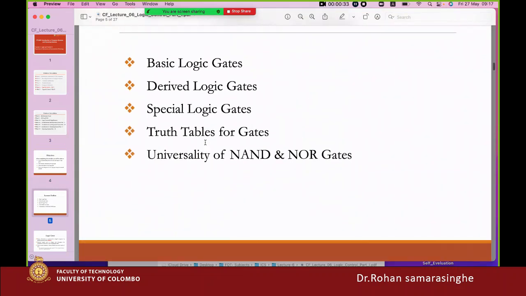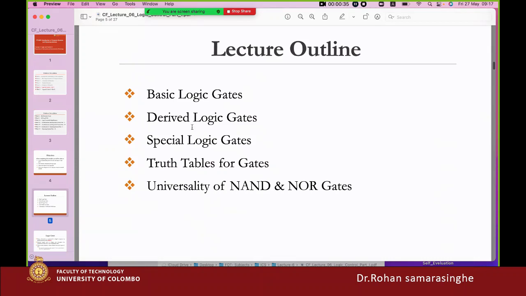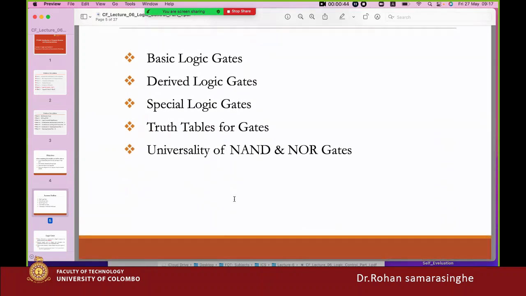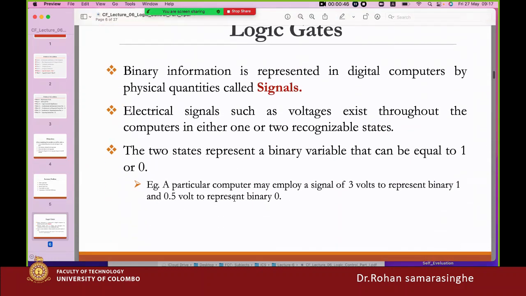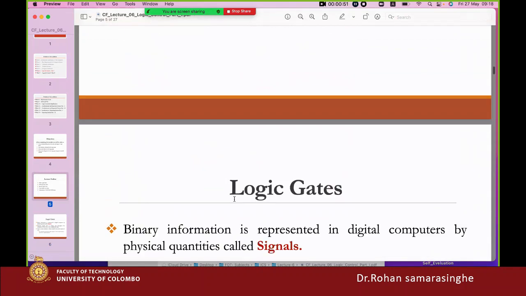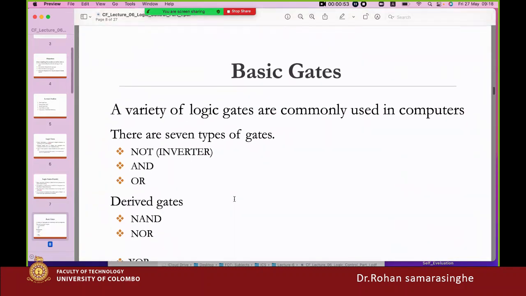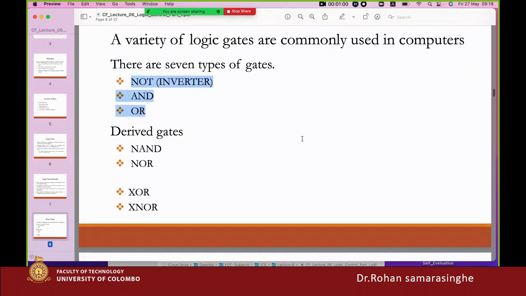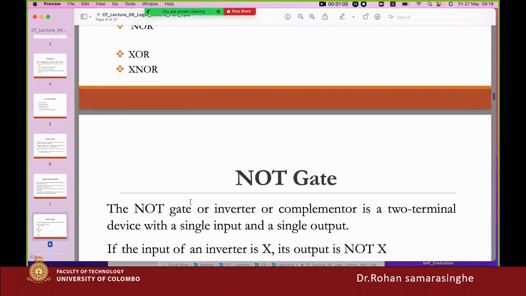in the lecture. Especially, we have to understand the basic logic gates, derived logic gates, special logic gates, truth table of the gates, and the universal logic gates, that is NAND and NOR. Then here you have to understand the circuit diagram as well as the truth table. This is a must. So basic logic gates, actually we can give these three: NOT, AND and OR. Derived: NAND and NOR, and XOR and XNOR gates.